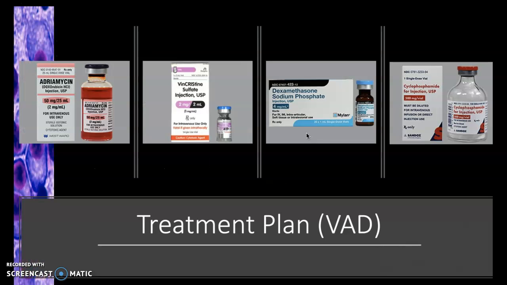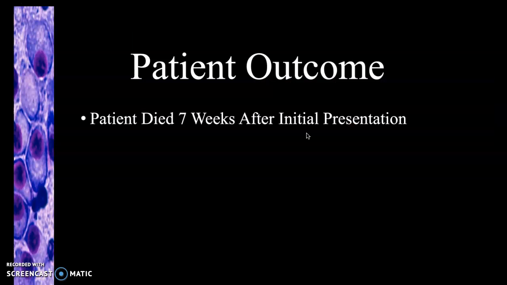So for the treatment plan for this patient, they did a VAD, which is a triple cocktail chemotherapy regimen, as well as an antibiotic. The antibiotic that was used here was adriamycin. For the chemo, vincristine was used, dexamethasone, also cyclophosphamide. And this patient did not respond very well to this treatment. Unfortunately, the patient died 7 weeks after the initial presentation.